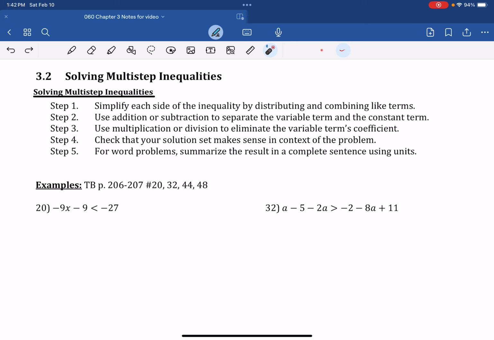We're then, in step 2, going to use addition or subtraction to isolate the variable term and the constant terms. And then we're going to use multiplication or division in step 3 to eliminate our variable's coefficient. Finally, in steps 4 and 5, we can check our solution and make sure that our answer makes sense in context to the problem, especially if there's a word problem, and then for word problems, answer in a complete sentence. So let's look at our first example here.